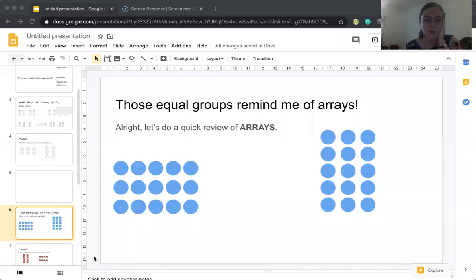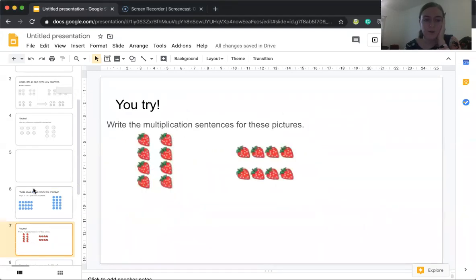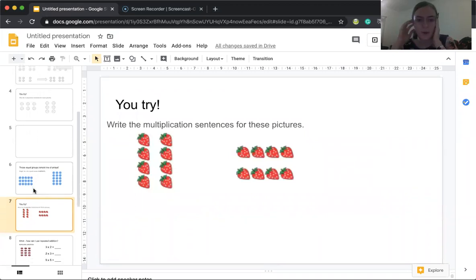So now what you're going to do is you're going to try. You're going to pause this and you are going to write the multiplication sentences for these 2 pictures. Think about how many rows you have and how many columns you have and write it down. So pause here.